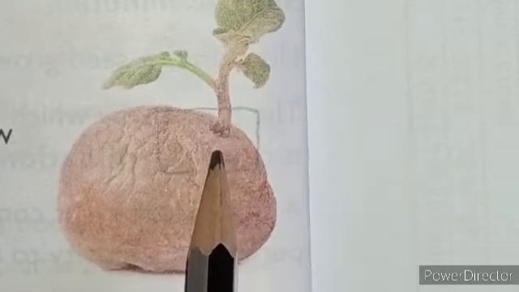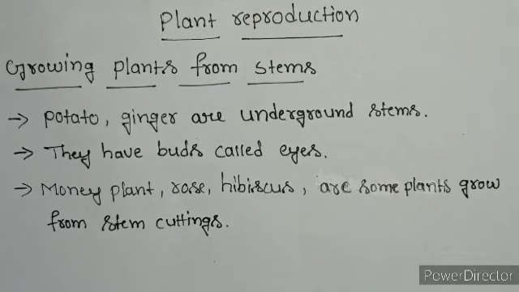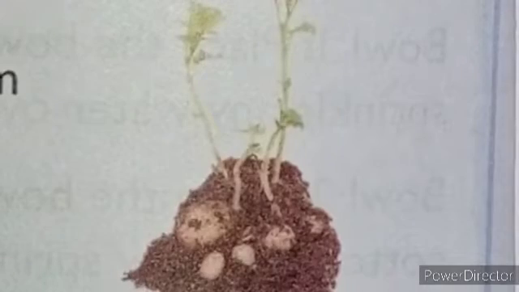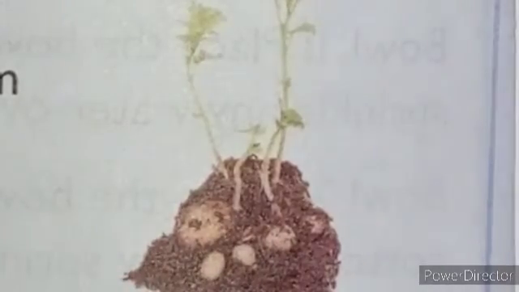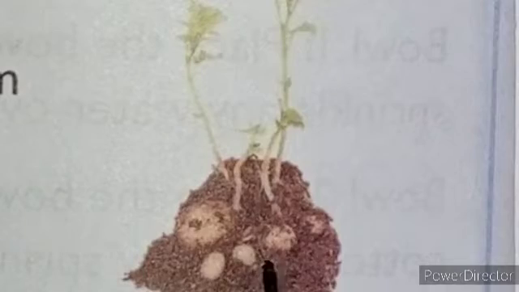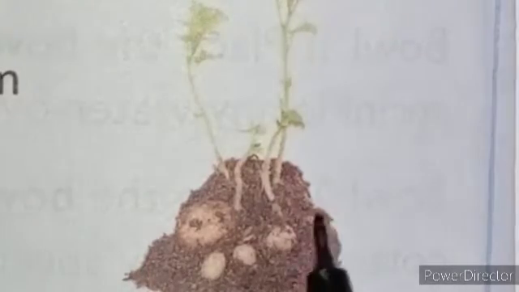Like this, money plant, rose, hibiscus and some other plants grow from stem cuttings. If we cut a stem from any of these plants and put it in the soil, it will grow into a new plant. All of you see here in this picture.